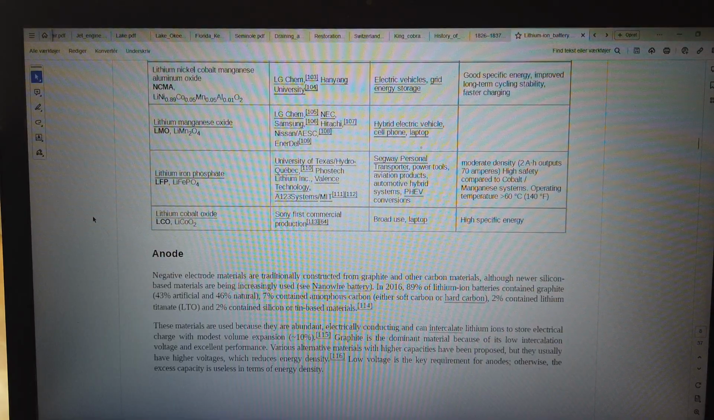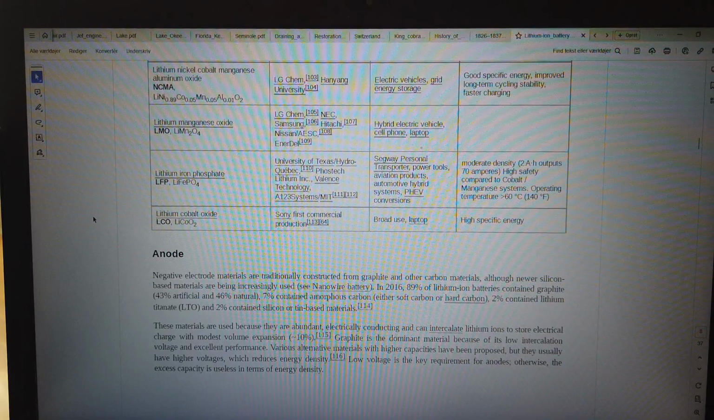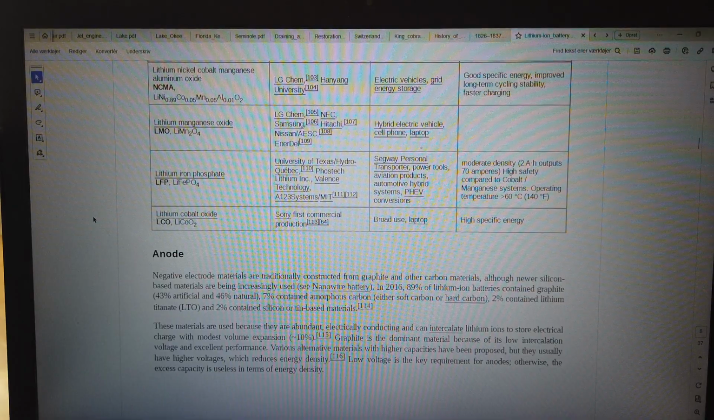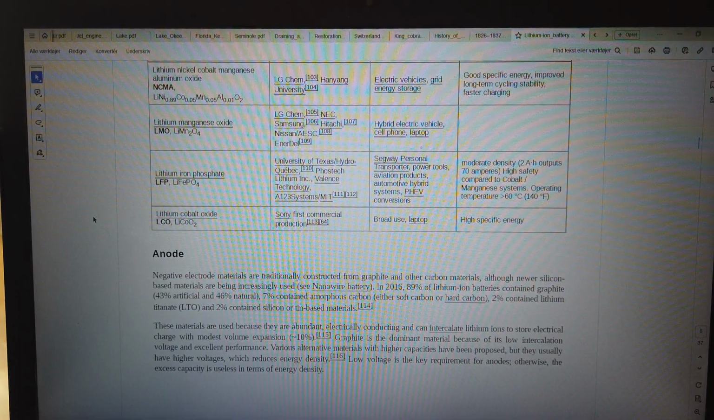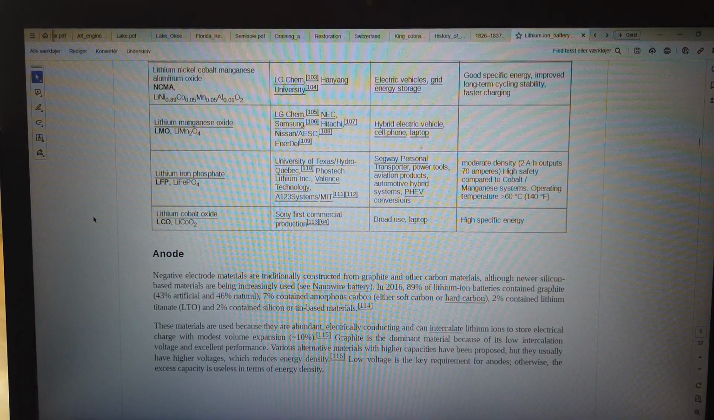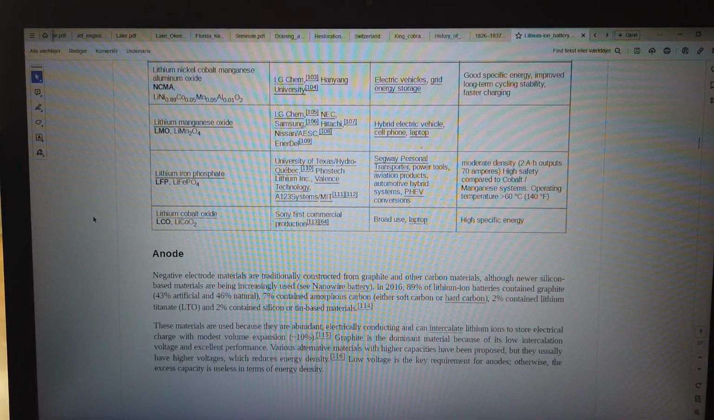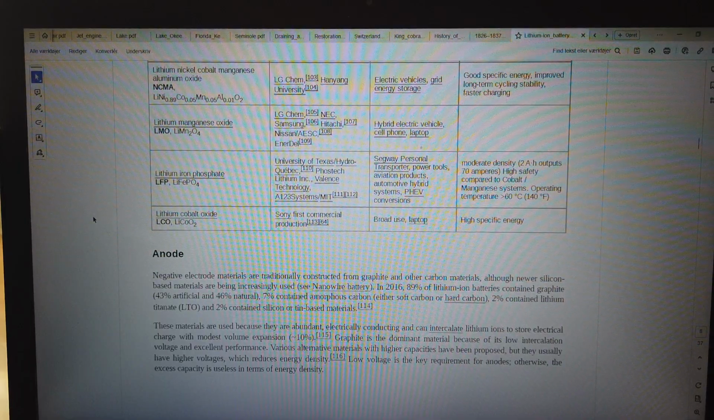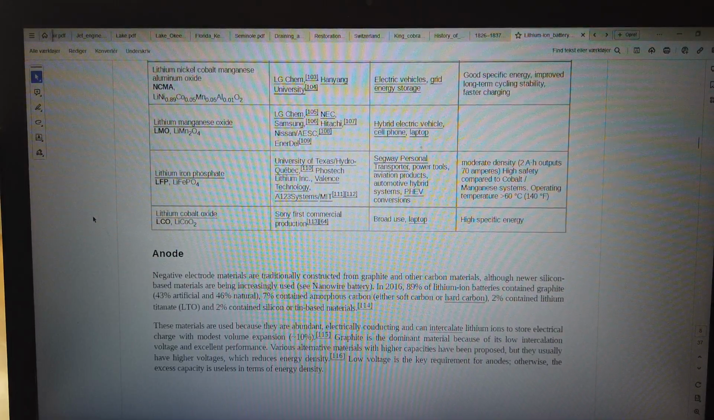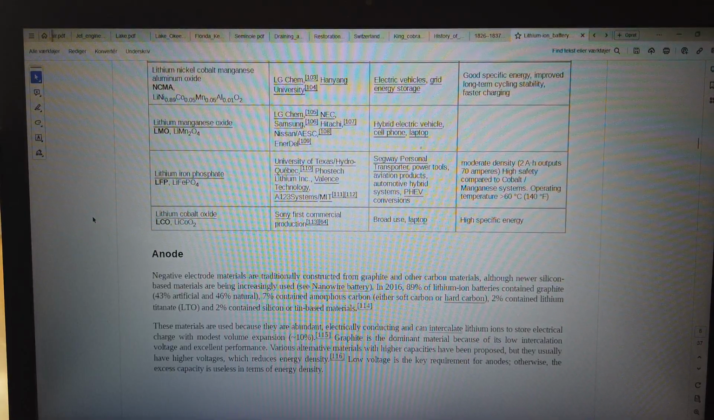Anode. Negative electrode materials are traditionally constructed from graphite and other carbon materials, although newer silicon-based materials are being increasingly used. See nanowire battery. In 2016, 89% of lithium-ion batteries contained graphite, 43% artificial and 46% natural, 7% contained amorphous carbon, either soft carbon or hard carbon, 2% contained lithium titanate, LTO, and 2% contained silicon or tin-based materials.